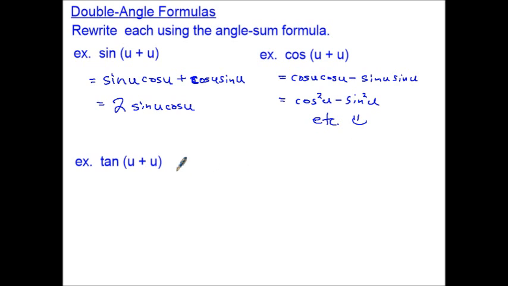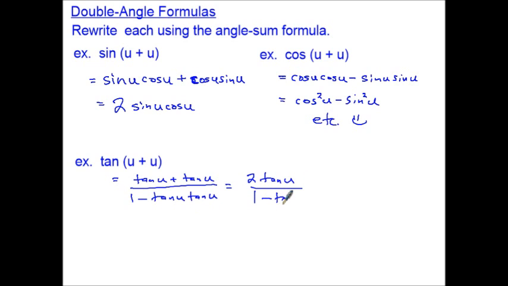Same basic argument for tangent. We're going to work that out to be tangent u plus tangent u. Again, for the tangent formula, you keep the same sign on top and the different sign on the bottom: 1 minus tangent u. For space concerns, I'm going to go horizontally here, but notice on top I have the same thing twice, so that'd be 2 tangent u over 1 minus tangent times tangent, which gives me tangent squared, because I'm using the same angle both times. So that's how that formula goes.